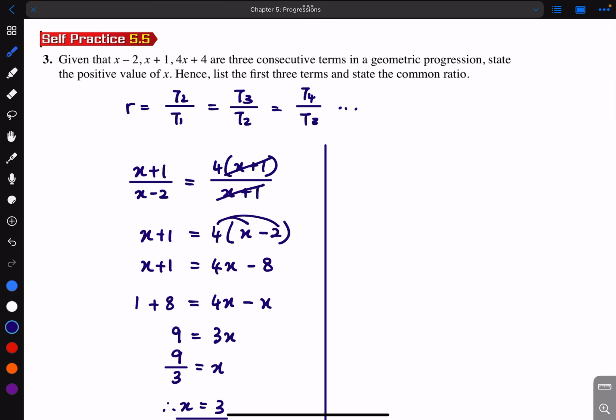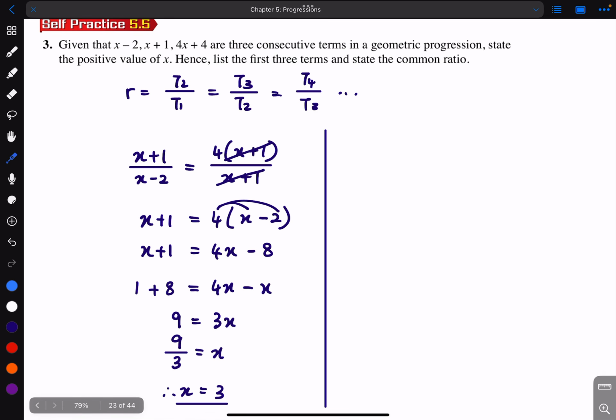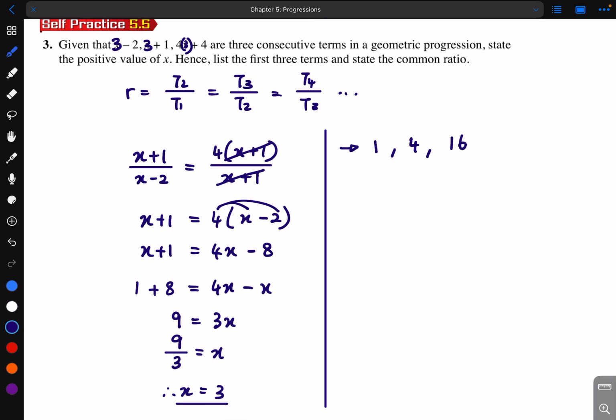Right. Then they ask us to list the first three terms and state the common ratio. Okay. Now that we have the value of x, we can find the three terms lah. So the first one will be 3 minus 2, which is 1. 3 plus 1, which is 4. 4 times 3 plus 4. 4 times 3 is 12. 12 plus 4 is 16. So this will be the first three terms. Okay.